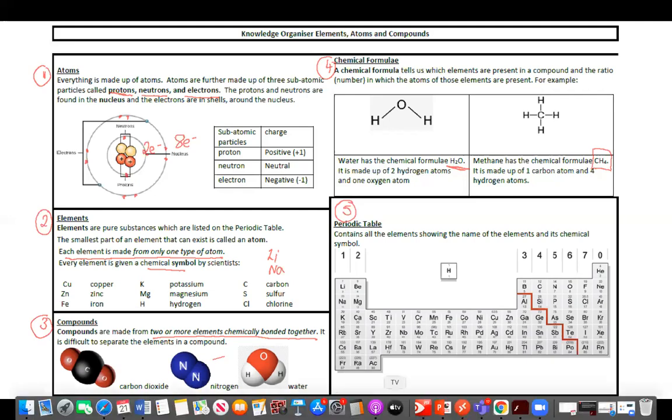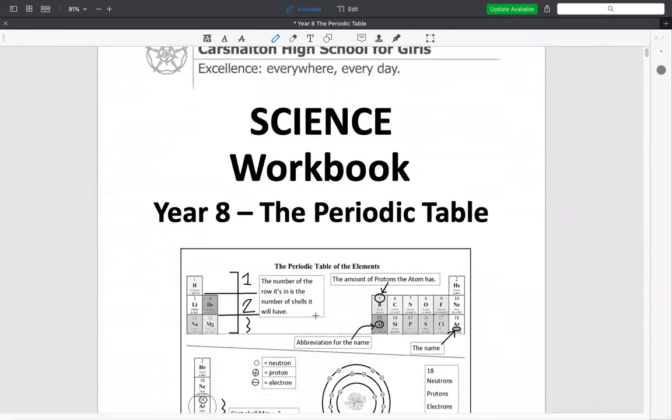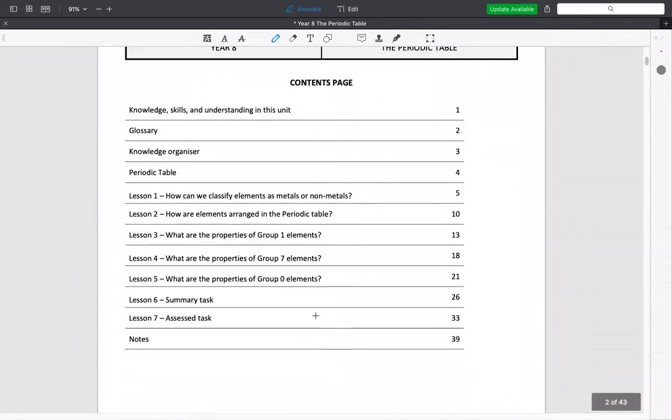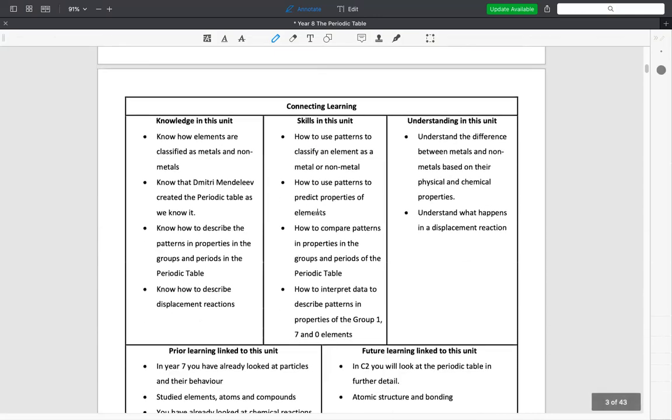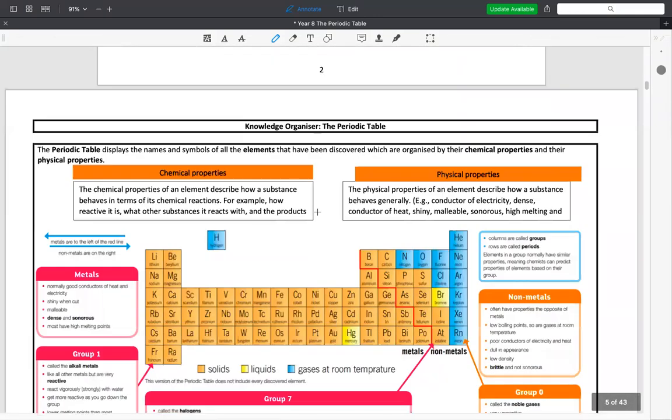So let's move on to have a look at our booklet. In the first lesson of this unit, we look at metals and non-metals. Then we look at how elements are arranged in the periodic table. Then we look at group 1 elements, then group 7, then group 0. In this video, I'm just going to focus on lesson 1, and then I'll do more videos on lessons 2, 3, 4, and 5. So don't worry, all the content is coming. Let's go on to lesson 1.